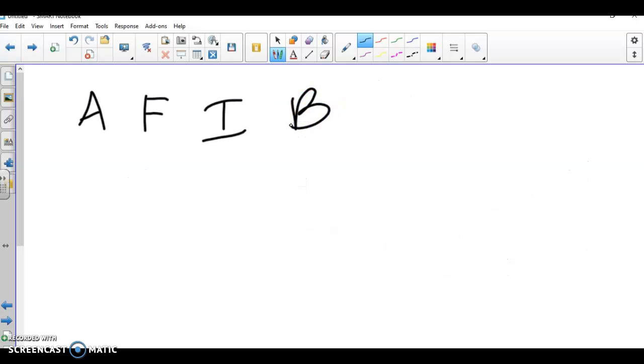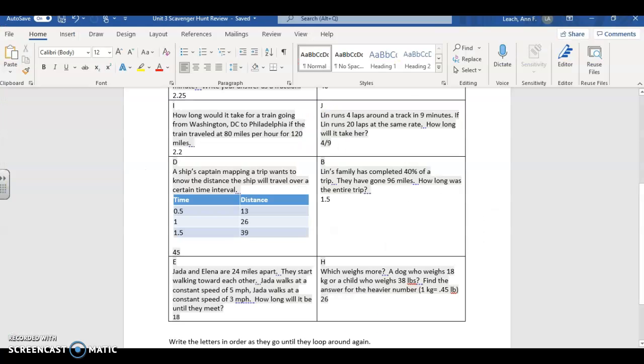B is our next one. So back to the scavenger hunt. Okay, Lynn's family has completed 40% of the trip. They have gone 96 miles. Okay, so they haven't gone an entire trip, they've gone part of the trip. 40% of the trip, and that's 96 miles. How long is the entire trip?